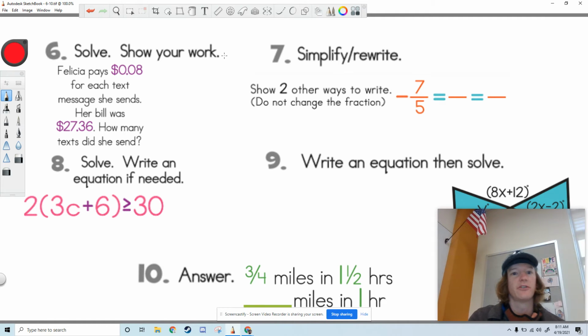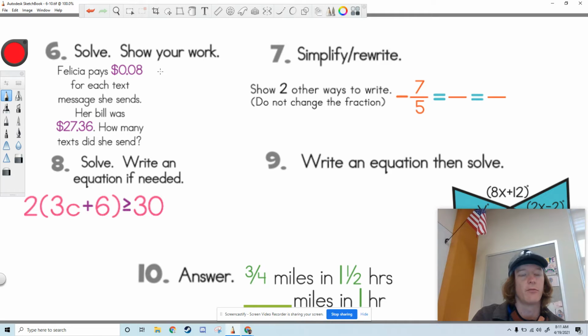Number 6, solve and show our work. Felicia pays 8 cents for each text message she sends. Her bill was $27.36. How many texts did she send? We need to find out how many 0.08s, how many 8 cents, fit into $27.36. I know we could break this apart into pieces.